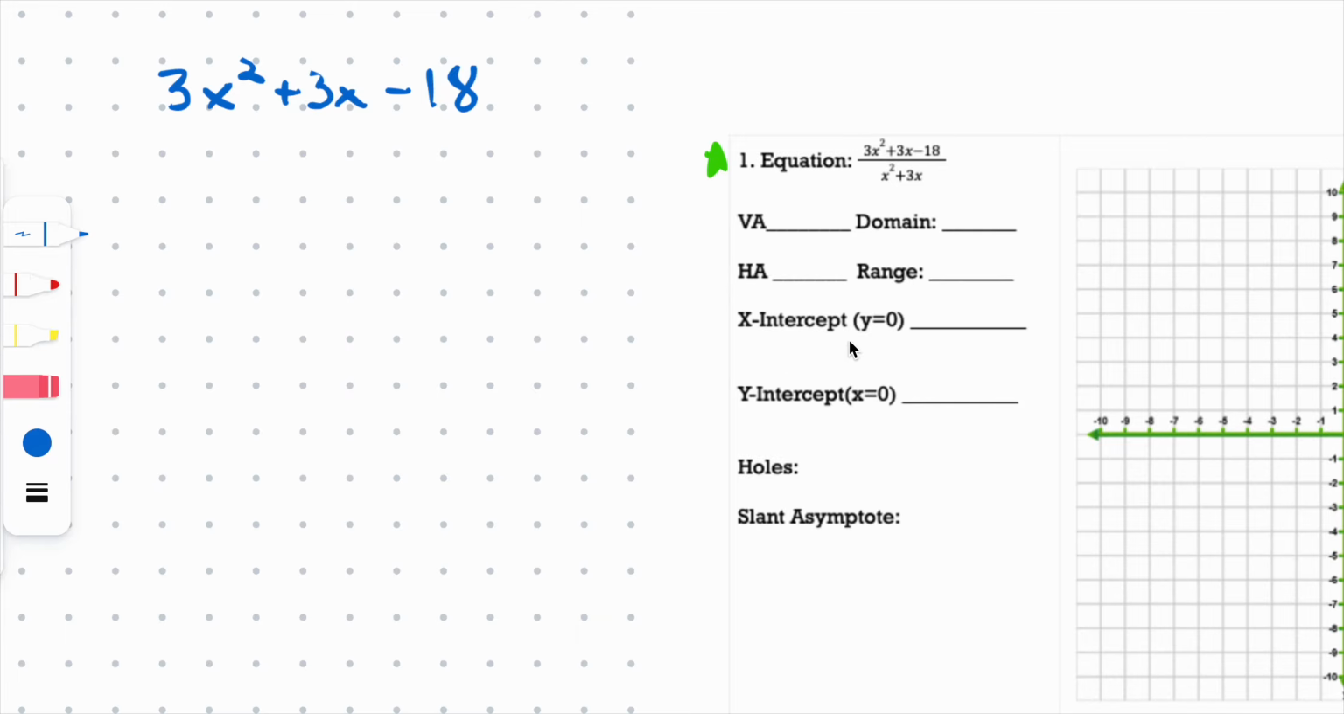There are a bunch of different ways to factor quadratics that have an a value different than 1, but the way I do it is I multiply my a and c values. So what's 3 times negative 18? That's just going to be negative 54. So I think of what two values multiply to negative 54 and add to positive 3.